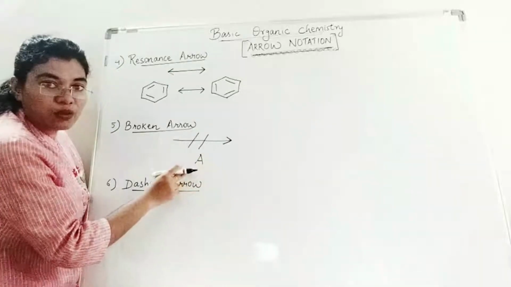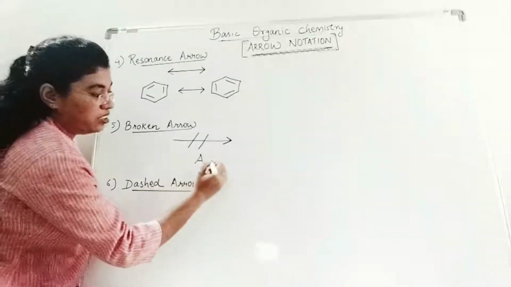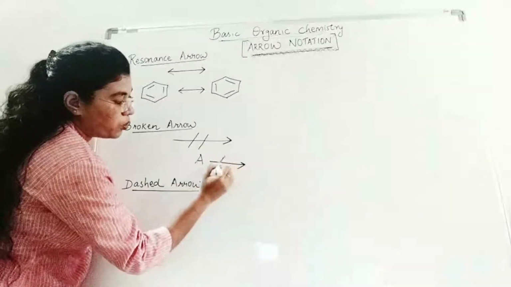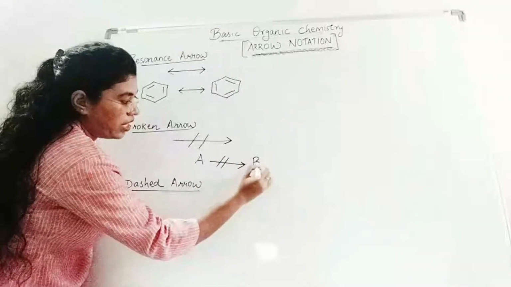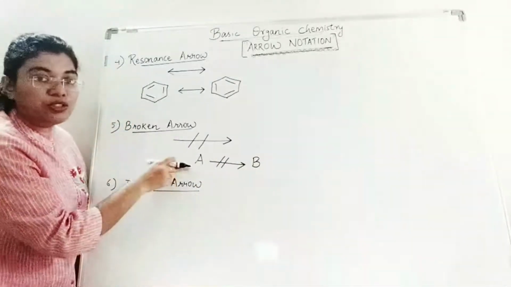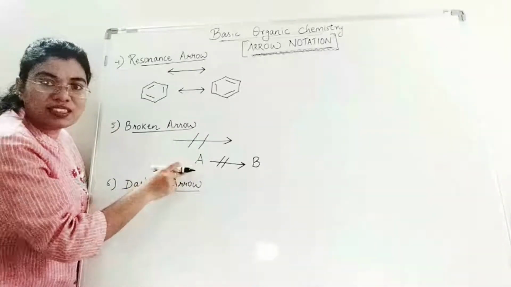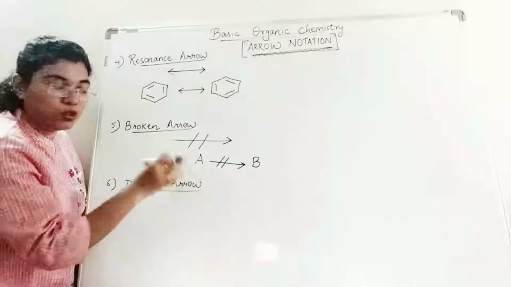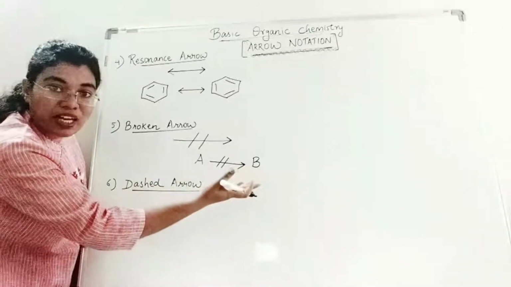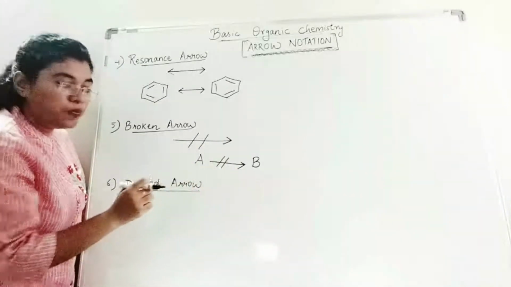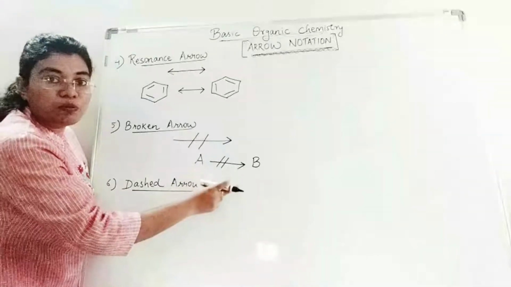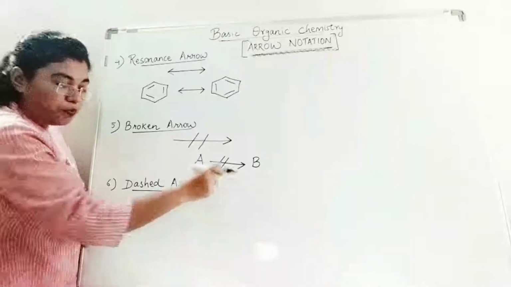Suppose I'll give an example. A is the reactant and we'll put a broken arrow here and B. Okay, that means we tried to do this reaction. We used this reactant A but this reaction was unsuccessful. We didn't get the product which was required. Okay, so in that case we put this broken arrow.